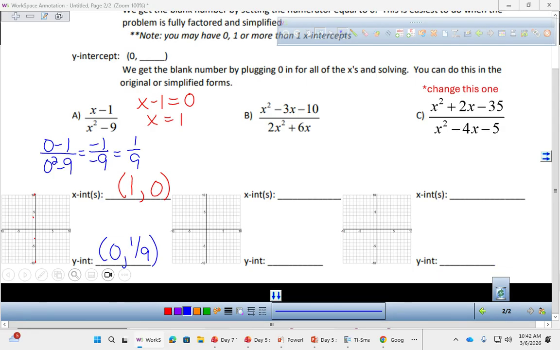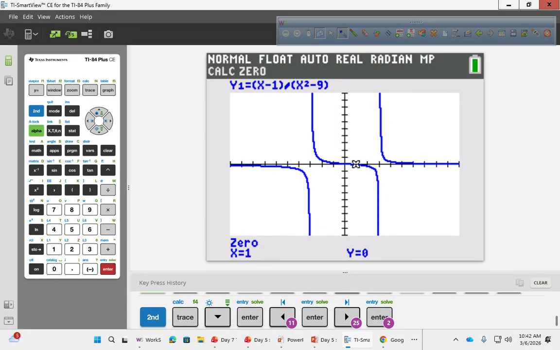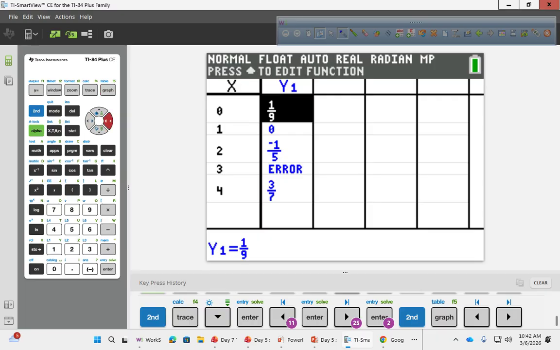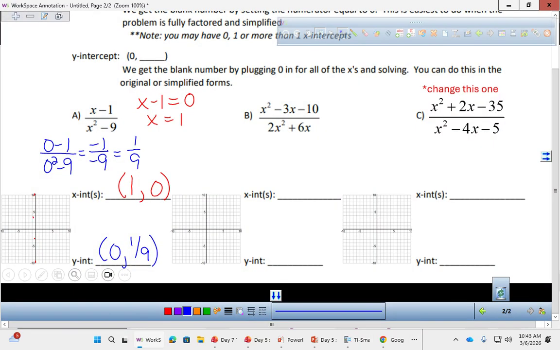So if I wanted to do this in my calculator, I already have the equation in. I go to the table and I look at 0 and what's next to it. That's my y-intercept. If you have an error next to your 0, then that means there isn't a y-intercept, because that could happen too, okay? So we can do it by hand by plugging 0 into our equation, or we can do it in the calculator by looking at the table.